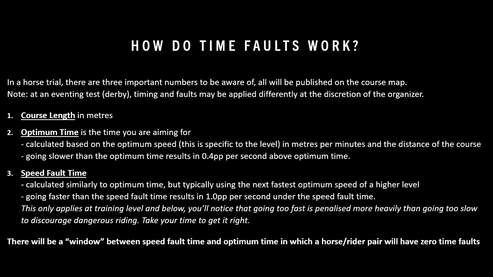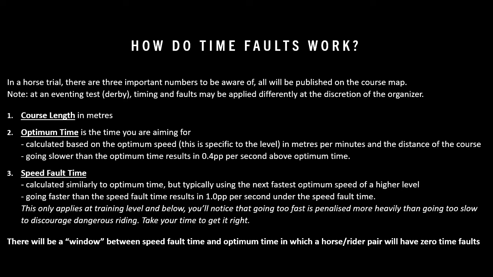The last thing I want you to look for on that course map is speed fault time. It looks exactly the same as your optimum time, except it will be labeled speed fault time, and it's calculated exactly the same, except they use the faster speed of a level above you. So in my earlier example of entry level, if your optimum time is based on your optimum speed of 350 meters per minute, your speed fault time will be calculated using the speed of pre-training at 400 meters per minute, resulting in a faster time. Going faster than the speed fault time results in 1 penalty point per second under the speed fault time. Now, speed fault times are only used at training level and below.